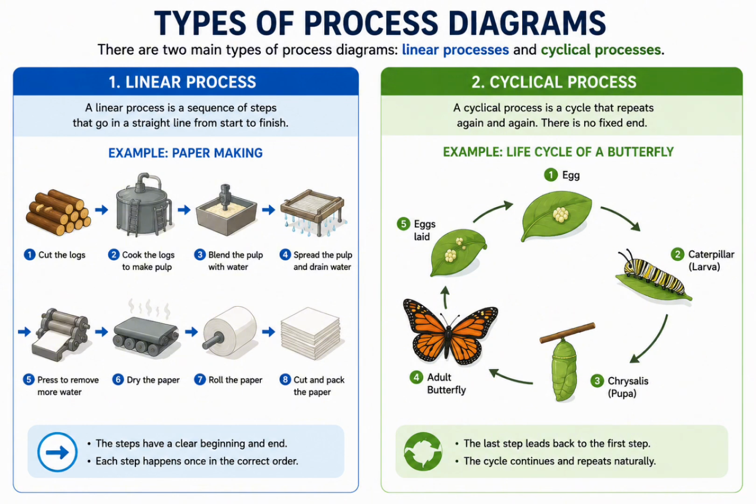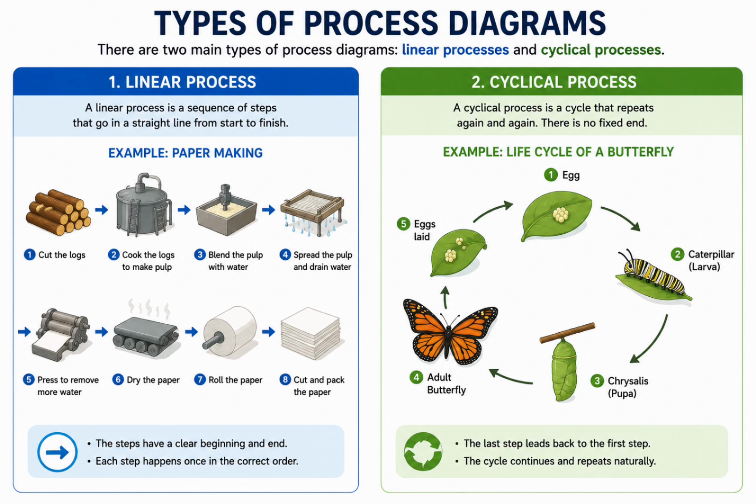In a cyclical process, the final stage leads back to the first stage. The cycle continues and repeats naturally. If you look carefully at the arrows, you will notice that there is no real ending point. Instead, the process keeps repeating over time.